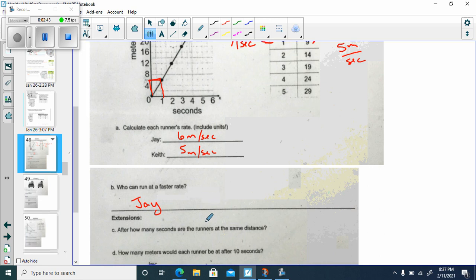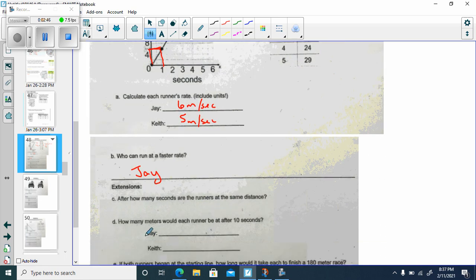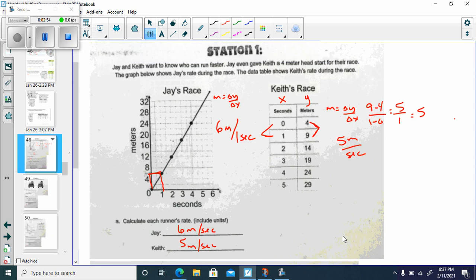Okay, we're not worried about C. Let's leave out C. D, how many meters would each runner be at after 10 seconds? Okay, so in this case, our linear equation, our y is equal to mx plus b. At time 0, he's starting at 0 meters. The rate at which he is running is 6, so our m is 6. Our equation for J is y is equal to 6x. Y is the total number of meters, because there's our y-axis, is equal to 6 meters per second times our x, which is number of seconds.